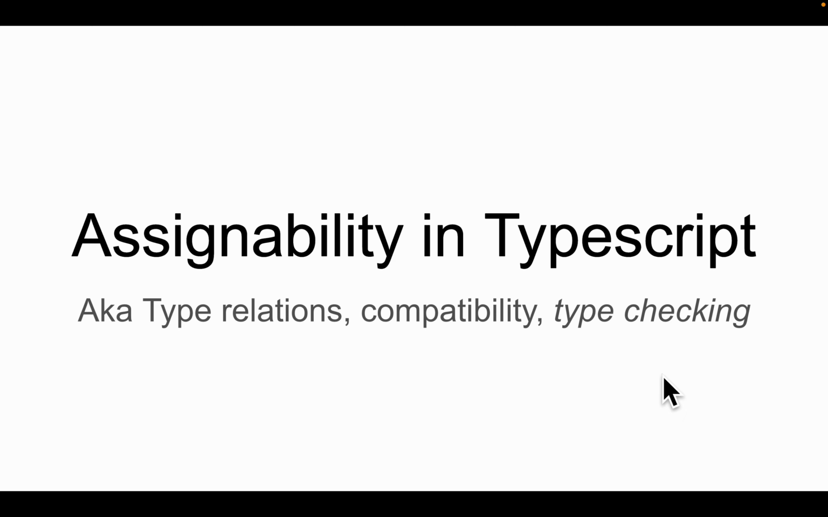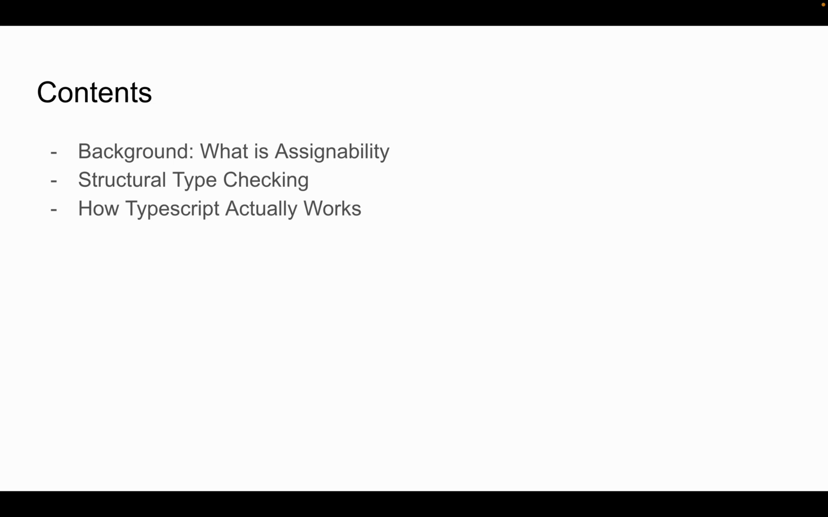And let's keep talking about assignability in TypeScript. So in the previous video, I talked sort of about a background of what assignability is. Now I'm going to talk about what structural type checking is. And we'll look at micro or mini-TypeScript to sort of see how it works. This isn't how TypeScript actually works. It's much simplified still, but this is sort of the abstract version of it.